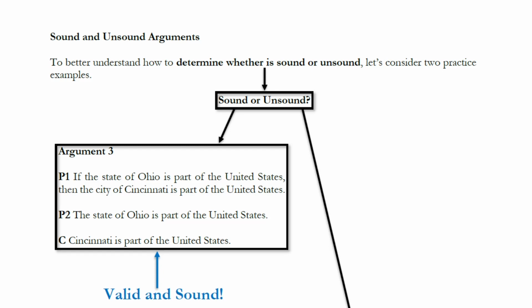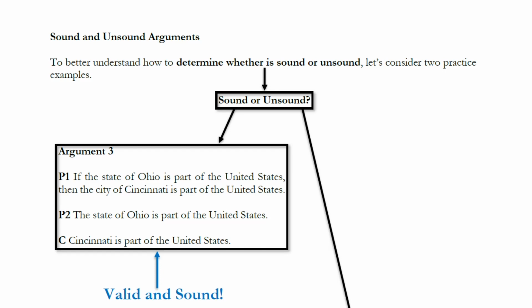To determine whether this argument is sound, we first need to ask, is the argument valid? Here we should notice that if we assume that Ohio being part of the U.S. implies that the city of Cincinnati must be part of the U.S., and if we assume that Ohio is part of the U.S., then it necessarily follows that the city of Cincinnati will be part of the United States.